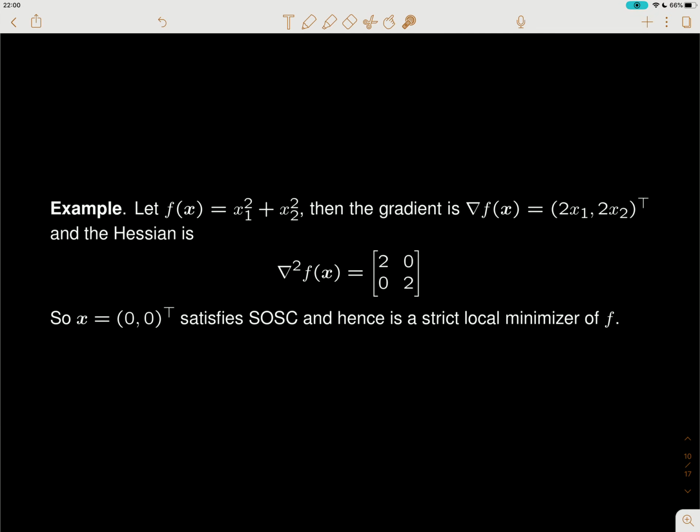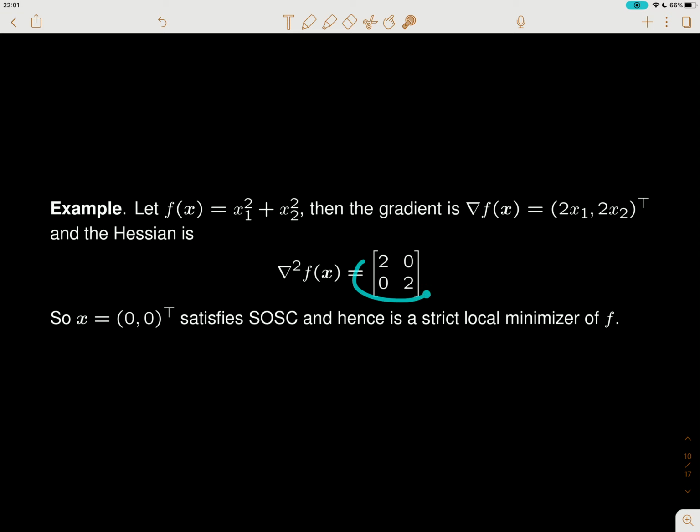Okay, let's take an example for the second order sufficient condition. If you have f defined as x1 squared plus x2 squared, then the gradient is this, and the Hessian matrix is this. If you set the gradient to 0, you get x1, x2 both as 0. So 0, 0 is a point satisfying the first order necessary condition, and then you check the Hessian. This is the Hessian at all the points. All the points have the same Hessian here.